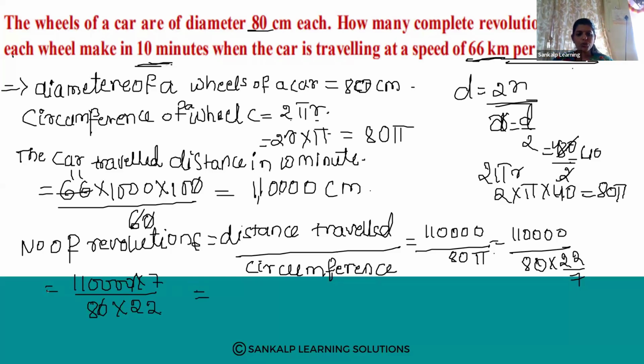Yes, when you do the calculation of these numbers, then finally you will get 437.5. So if you want to remove this point, I need to multiply by 10. Then I will get 4,375. So this is the number of revolutions. Okay.